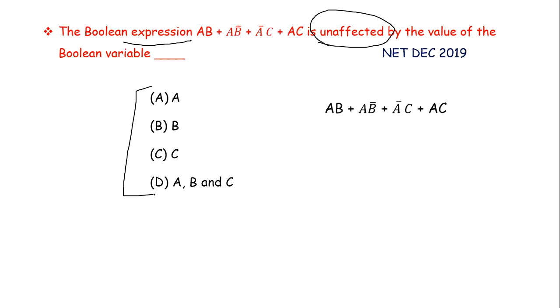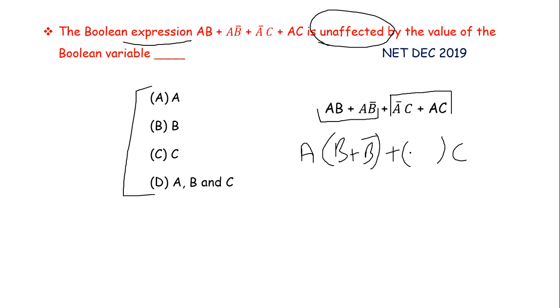Now first take this expression. From the first two terms, we can take A as common, so it will be B plus B complement. Plus, from the last two terms we can take C as common. Then we will have A complement plus A. Now, B plus B complement.